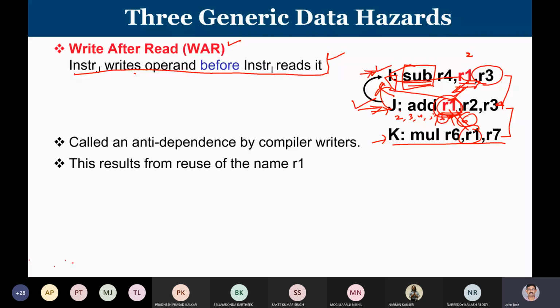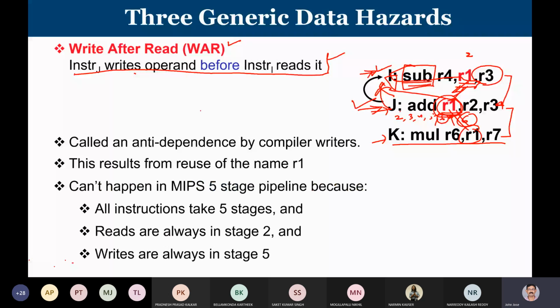And this cannot happen in a MIPS 5-stage instruction pipeline because in the pipe all instructions take 5 stages. Read always happens in stage 2 and writes always happen in stage 5. In that scenario a WAR hazard will not happen. But if at all you permit, all instructions are not 5-stage. There are some instructions which will take more than 5, which we will learn later. In that case, I am permitting out of order execution. Out of order execution, if I permit, it's called OOO.